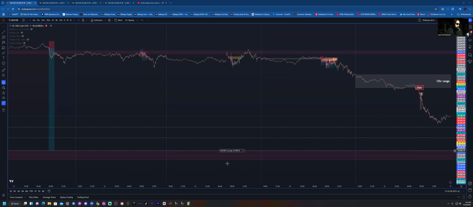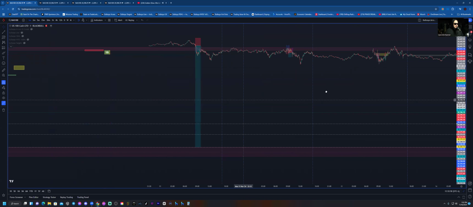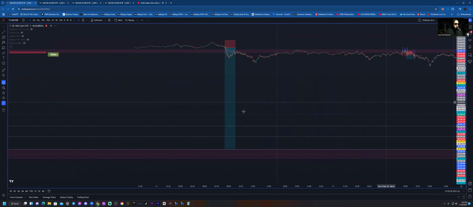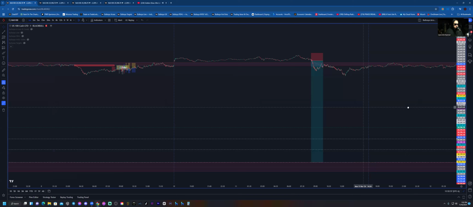All right, I'm gonna share my screen. Here we are on NAS100. Amazing trading day or trading week. You can see here is Monday, Tuesday, Wednesday, Thursday, Friday. So what we want to do is go ahead and come to Monday, and we do first things first.